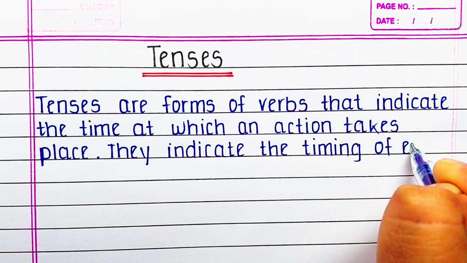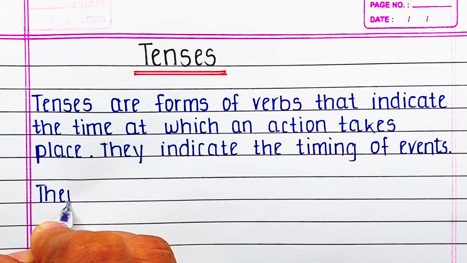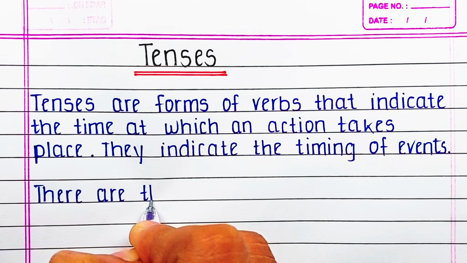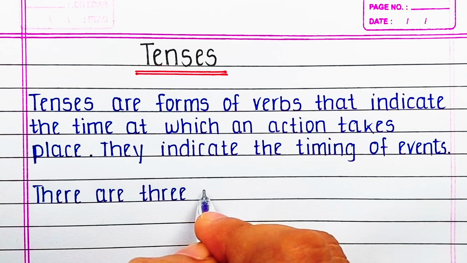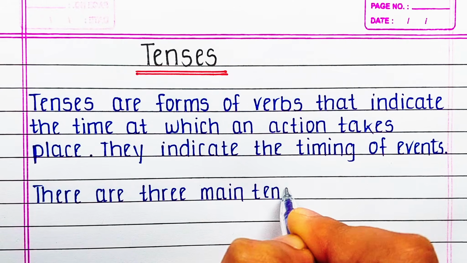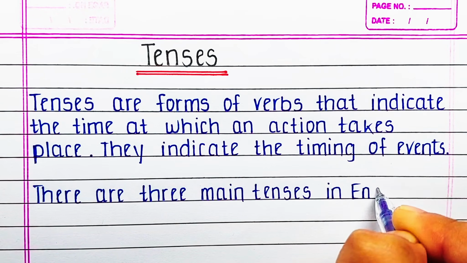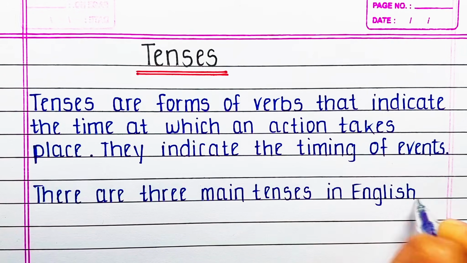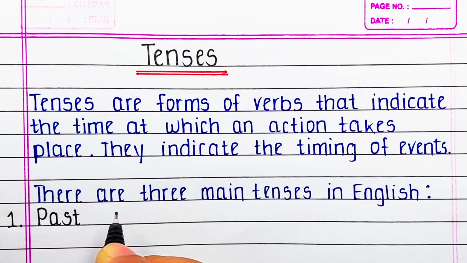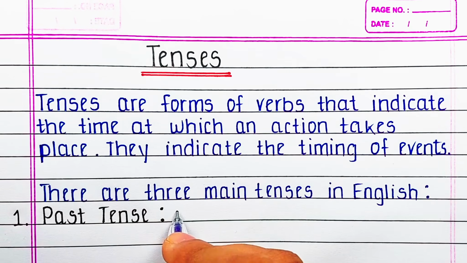They generally indicate the timing of events. There are three main tenses in English. First is past tense, present tense, and future tense. First, let's learn about past tense.